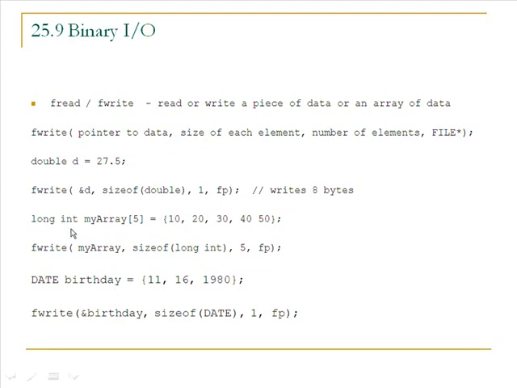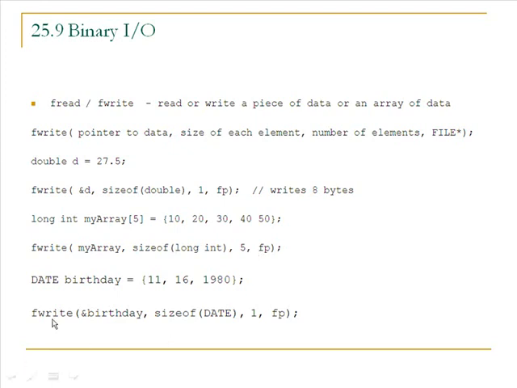Let's look at another example where we have an array that we want to write into the file. So here's the fwrite. Remember that the name of an array already has the address of the first element in the array, so we don't put an ampersand there. We're specifying a pointer to the data, which is in the name of the array. And then the second argument is the size of each element in the array. The third argument is how many there are, and the last argument is the file pointer.